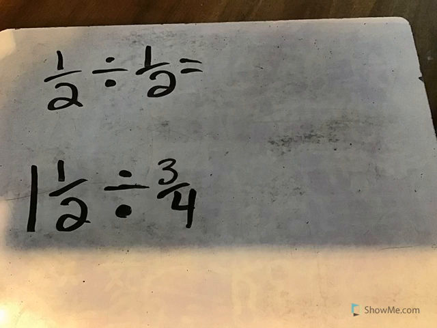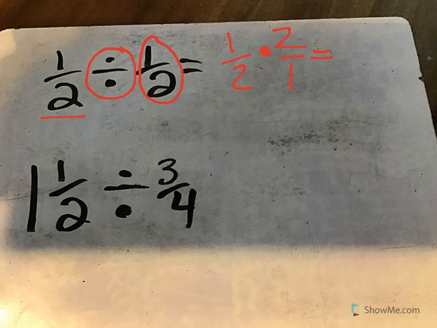Let's see what happens when we divide it. So we have 1/2 divided by 1/2. We're going to keep this first fraction the same. We're going to turn our division problem into multiplication. And then we're going to find the reciprocal, which means to flip, of the second one. And then we can multiply.